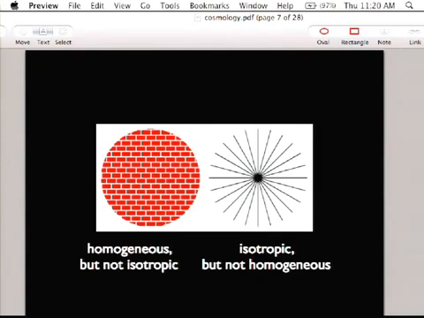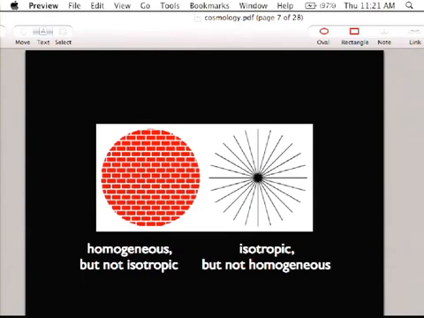One illustration is this. This represents a homogeneous universe, but it's not isotropic. Let's assume we are at this center. If you look at any point, the blocks are uniform, right? But if you look in this direction, the blocks are aligned in this way, and if you look in this other direction, the blocks are aligned in that way.